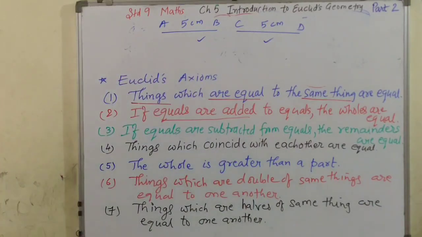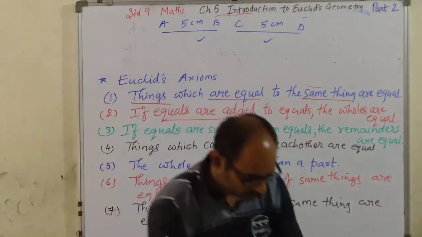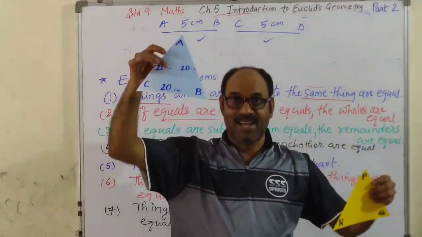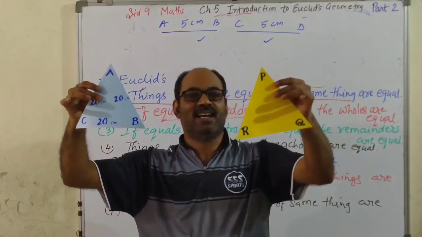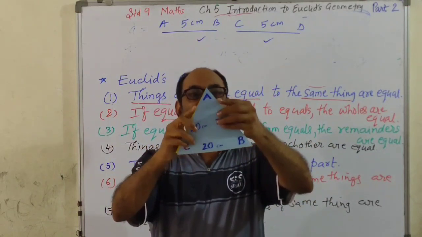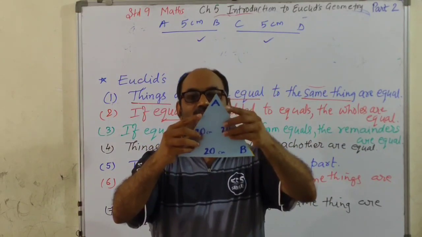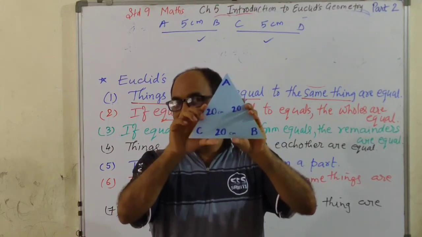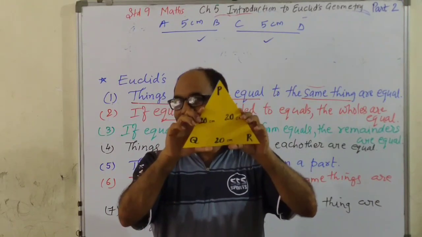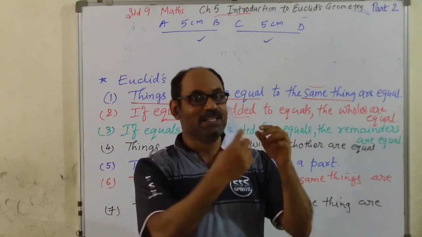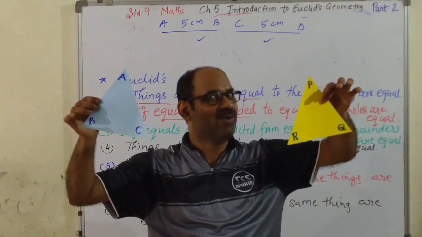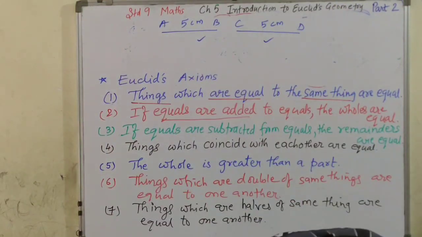Let me show you something else. I have one triangle here, ABC, and another triangle, PQR. Are they coinciding? Let's see. Are they overlapping? Which color triangle can you see? Blue. Fine. Now which color triangle can you see? Only yellow. That means both the triangles are coinciding. So these two triangles are equal. Okay. Let's see more.